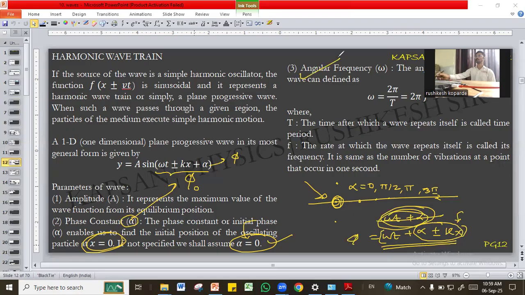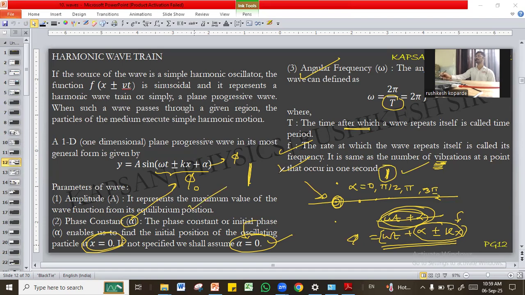Angular frequency omega is defined as 2 pi upon time period. What is time period? The time after which the wave repeats itself. But that is the time required for one oscillation of any one particle of the medium. The frequency of the wave is nothing but the frequency of oscillation of the particle, the number of oscillations of any one particle in 1 second. So in short, the frequency of oscillation itself is the frequency of the wave.